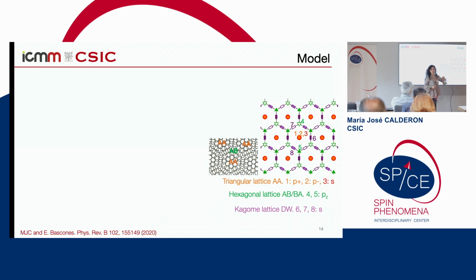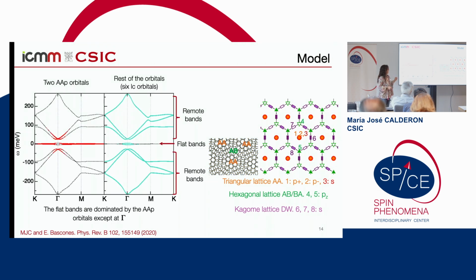Those are the purple ones. Okay, so these are the 8 orbitals that we have. And now if we look at the weight of each of these orbitals on the bands, we can see that the flat bands are basically dominated by only 2 orbitals, which are in the triangular lattice and have a p plus p minus symmetry, while the rest of the orbitals dominate mainly the remote bands. And this is true everywhere except at gamma.